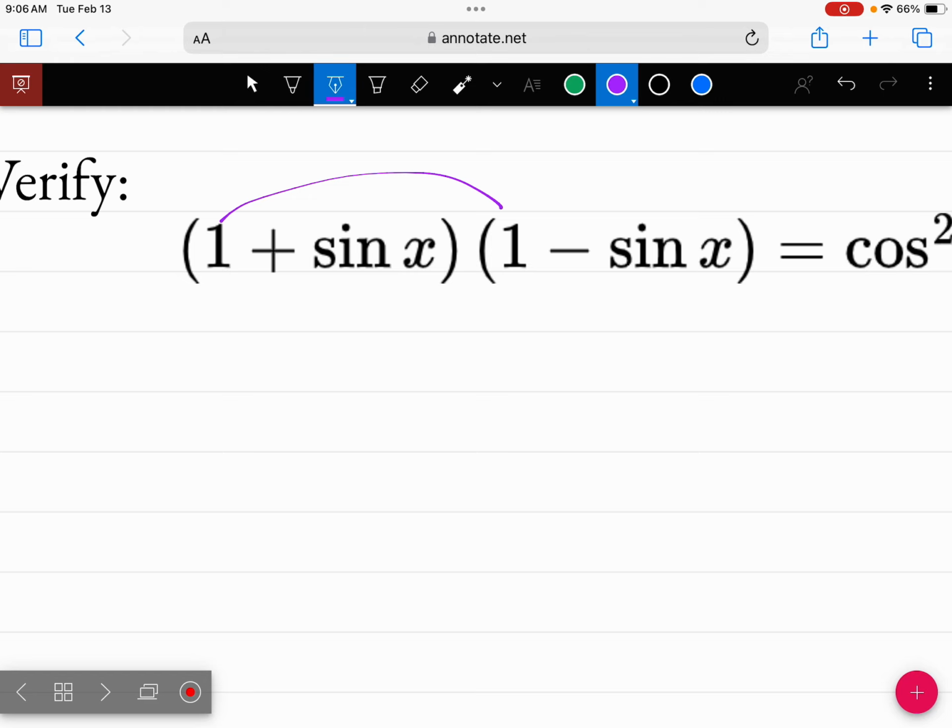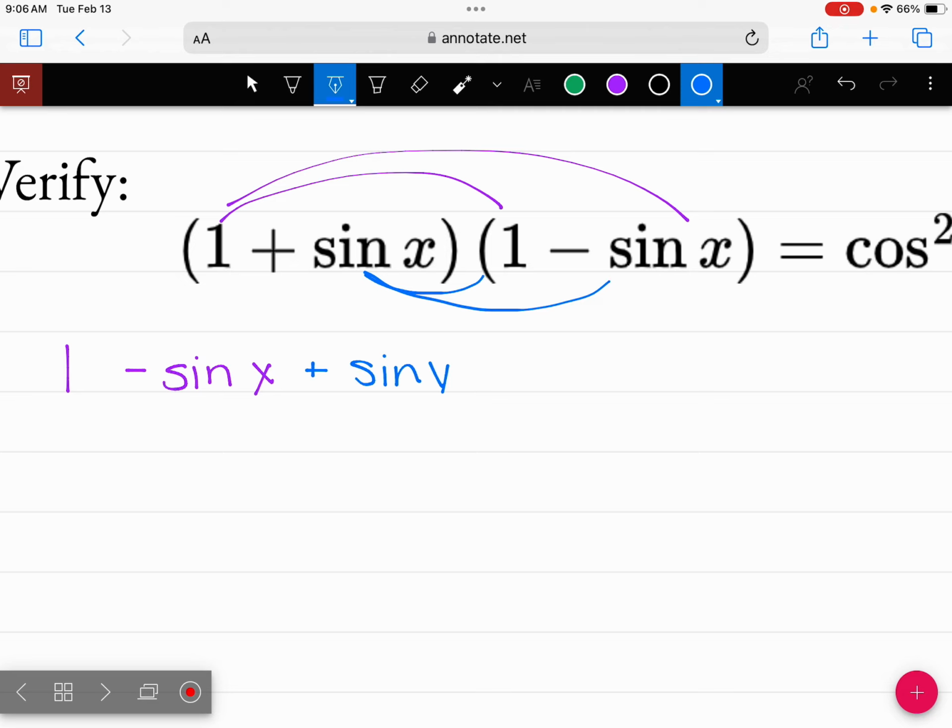This is a kind of double distribution situation where we're going to have 1 times 1 giving us 1. 1 times minus sine of x gives us minus sine of x. And we've got to take our sine of x and multiply it out. We've got 1 times sine of x giving us plus sine of x, and sine x times minus sine x gives minus sine squared of x.